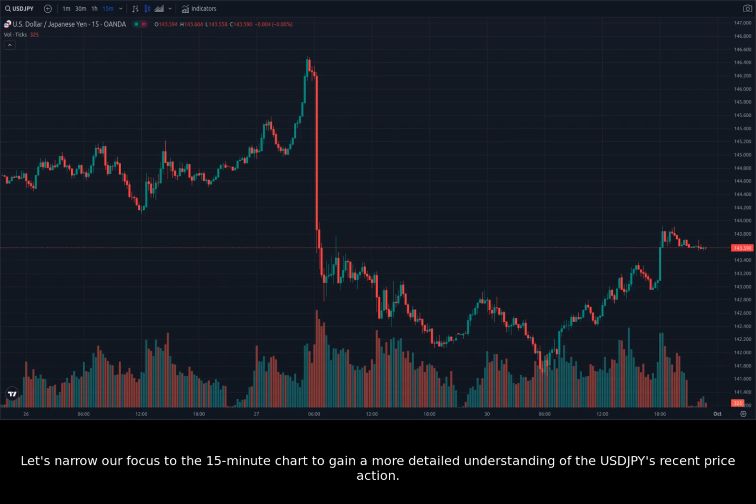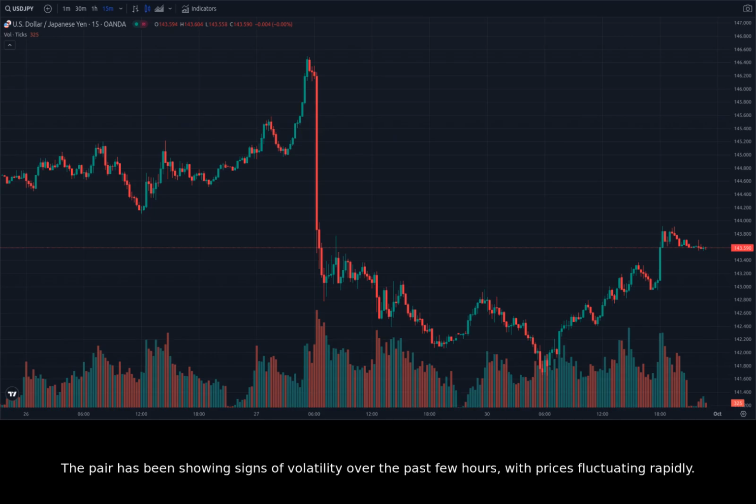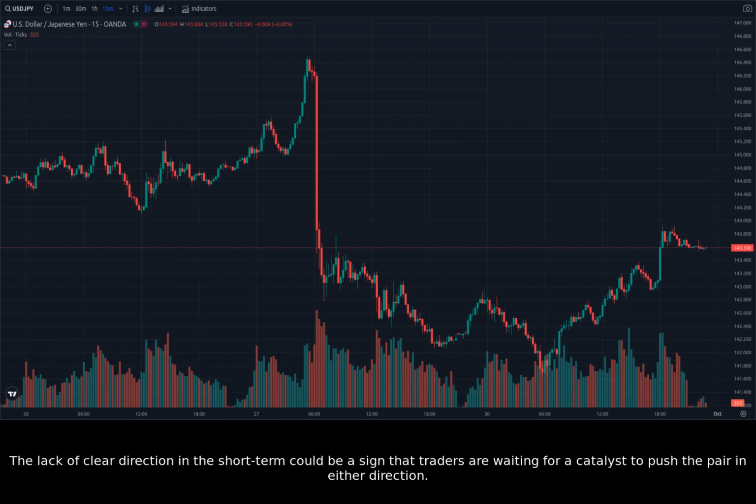Let's narrow our focus to the 15-minute chart to gain a more detailed understanding of the USDJPY's recent price action. The pair has been showing signs of volatility over the past few hours, with prices fluctuating rapidly. We can see a series of bullish candles followed by bearish candles. This suggests that traders are aggressively buying and selling the pair. The lack of clear direction in the short term could be a sign that traders are waiting for a catalyst to push the pair in either direction.